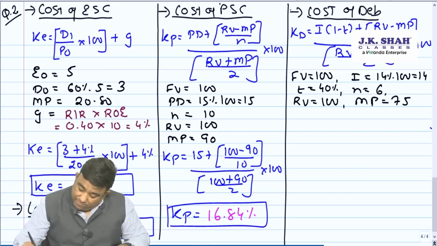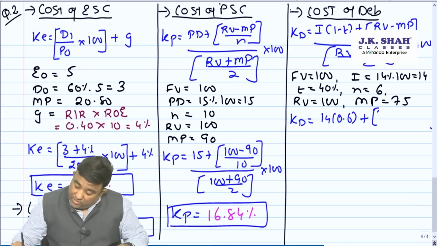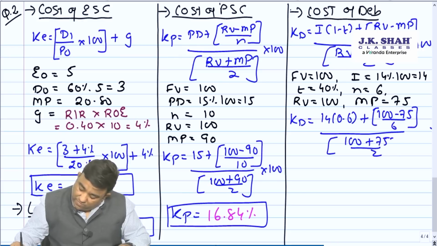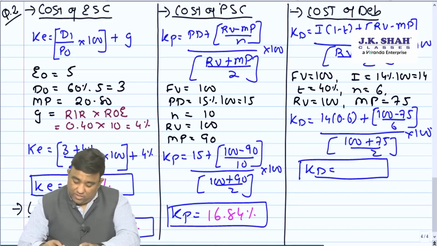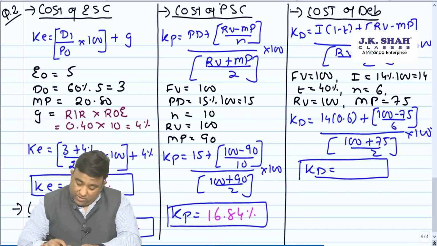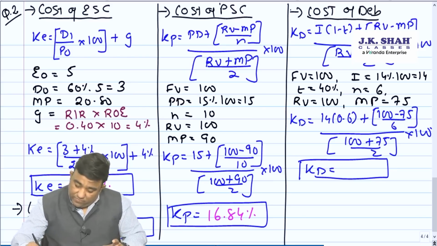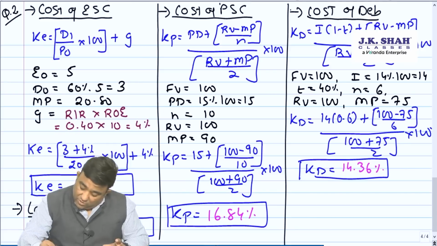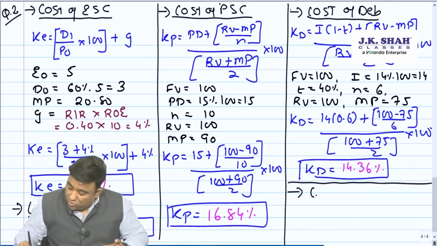Can I apply now KD? Yes. KD is 14 into 0.6 plus 100 minus 75 upon 6, whole divided by 100 plus 75 upon 2, into 100. Can I compute KD now, everyone? That is 100 minus 75 divided by 6 plus 8.4, divided by 87.5. It is 14.3637%. Yes, no?